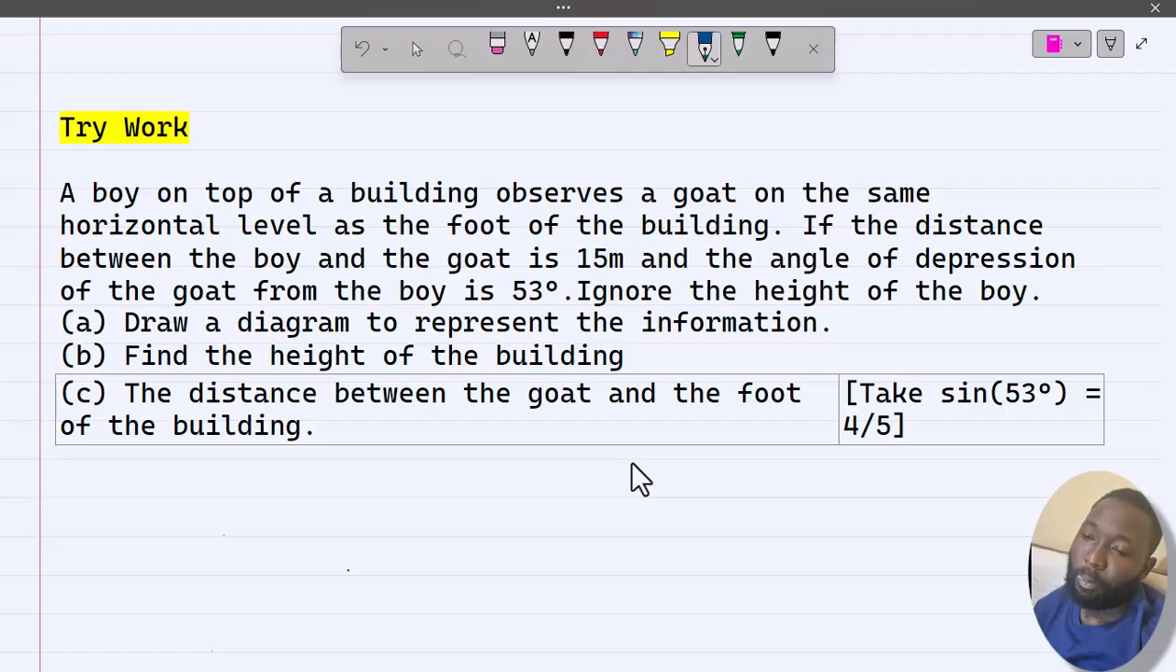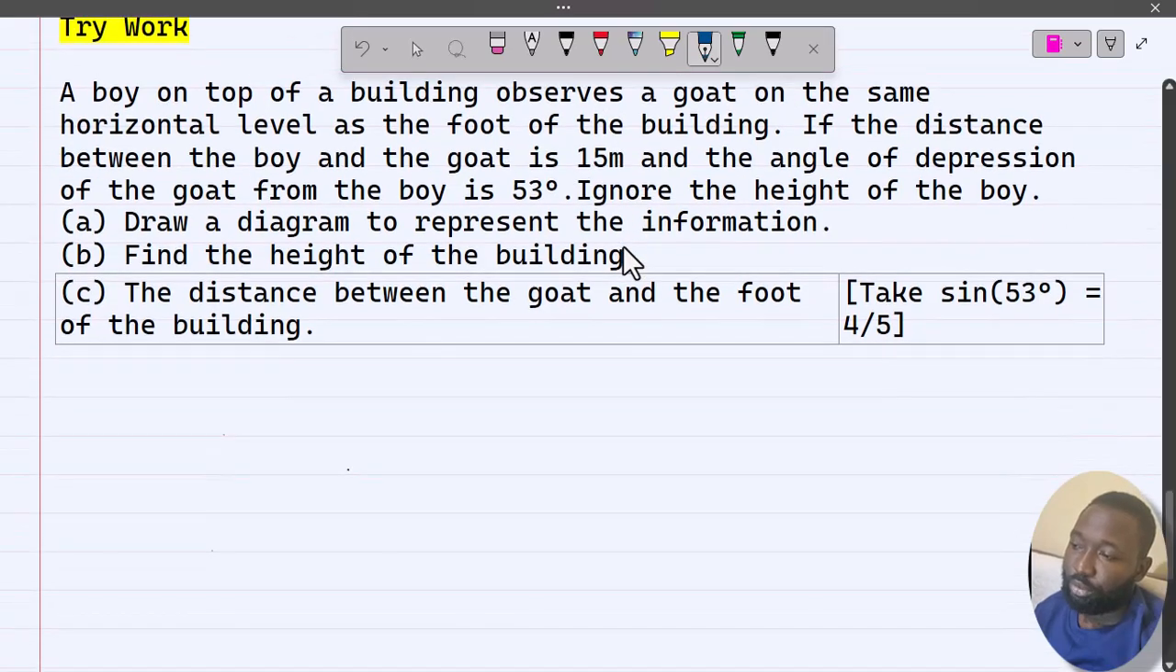A. Draw a diagram to represent the information. That's the first thing. B. Find the height of the building. C. The distance between the goat and the foot of the building. Let me scroll up a little to have some space, and then we'll solve A.